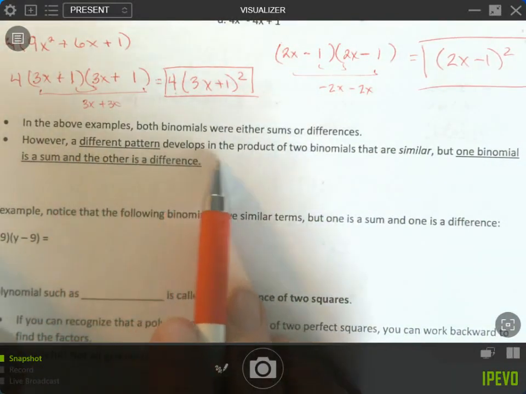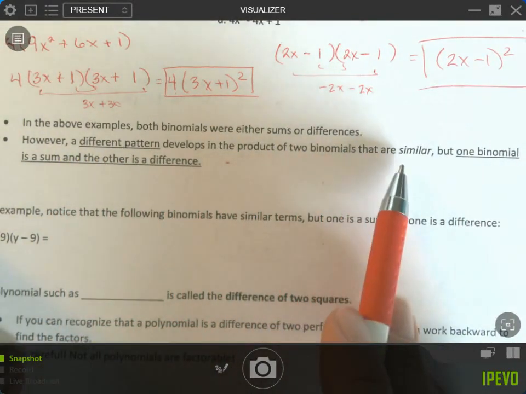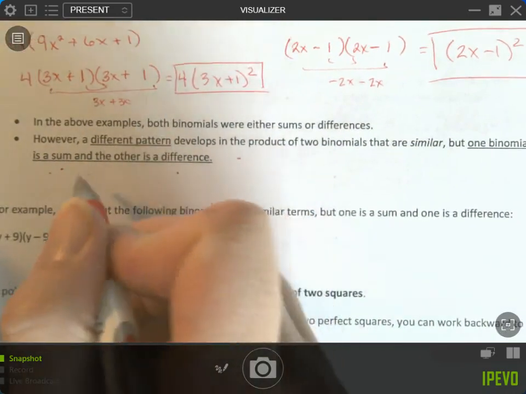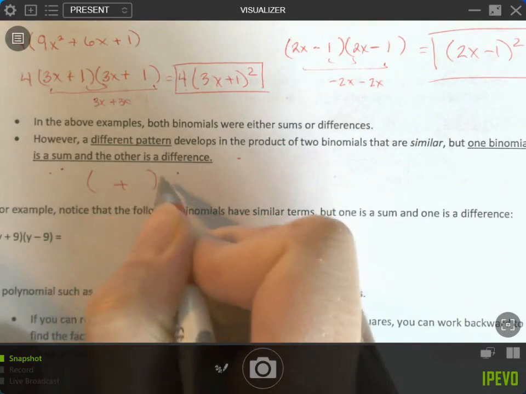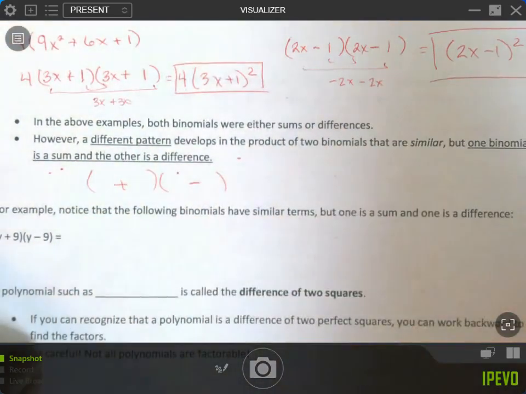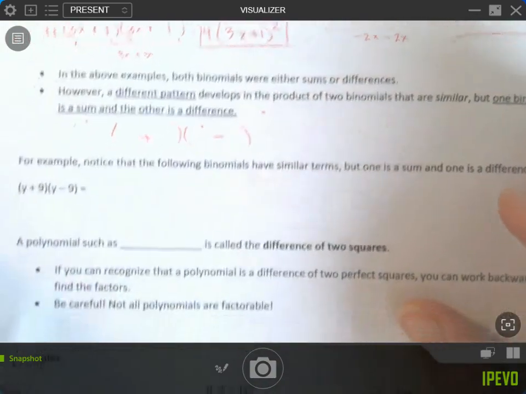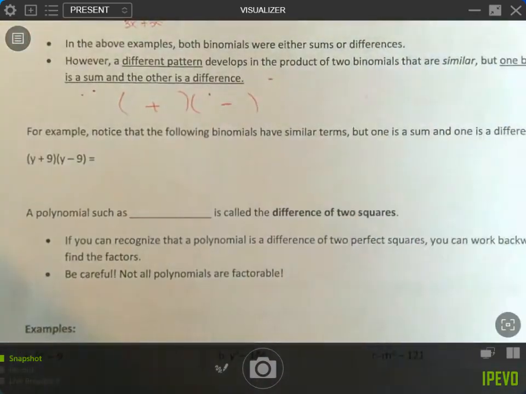So a different pattern develops in the product of two binomials that are similar, but one binomial is a sum and the other is a difference. As in, you will have it and it will look like this, 1 plus and 1 minus. Okay, so this is called a difference of two squares. So let's talk about this. We've actually already seen this before.